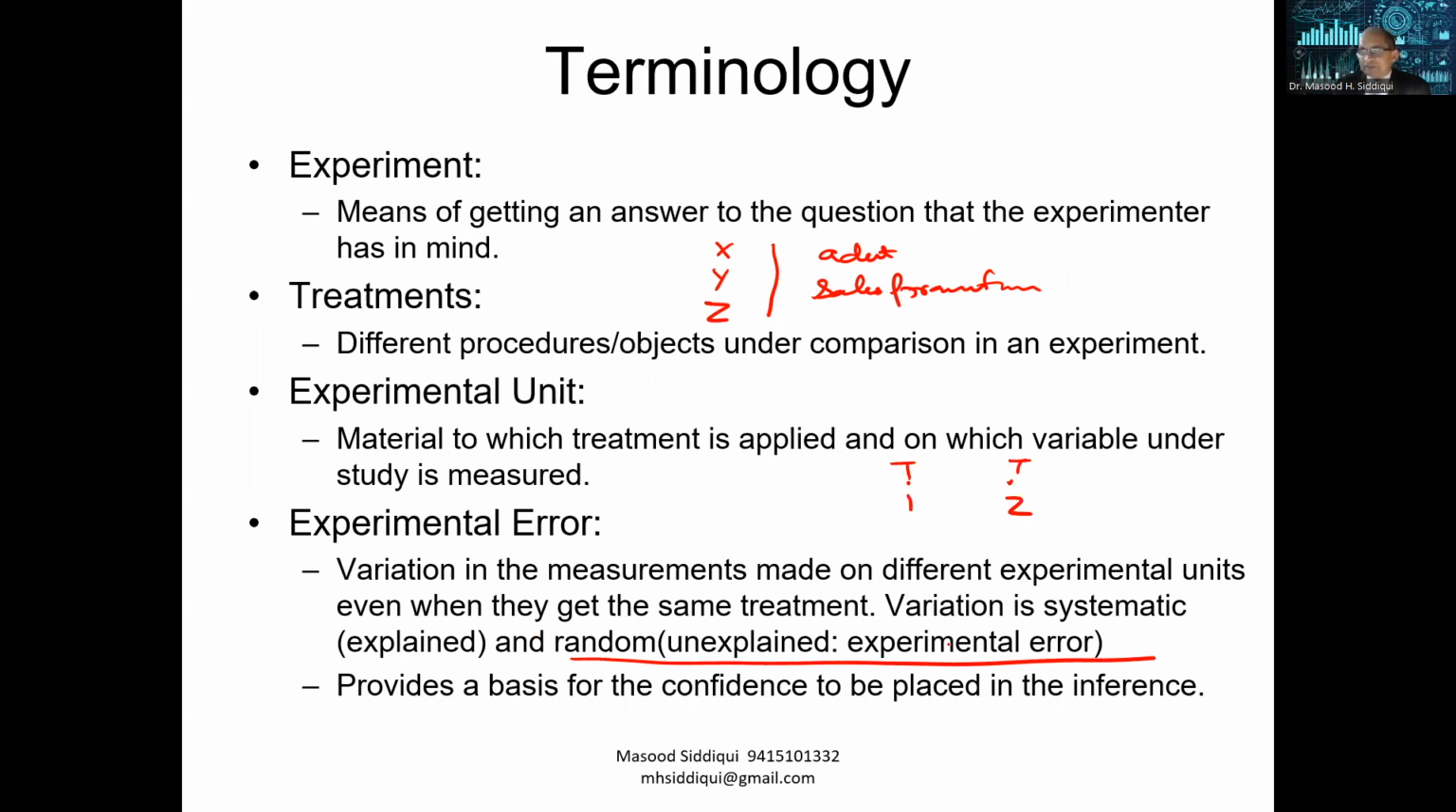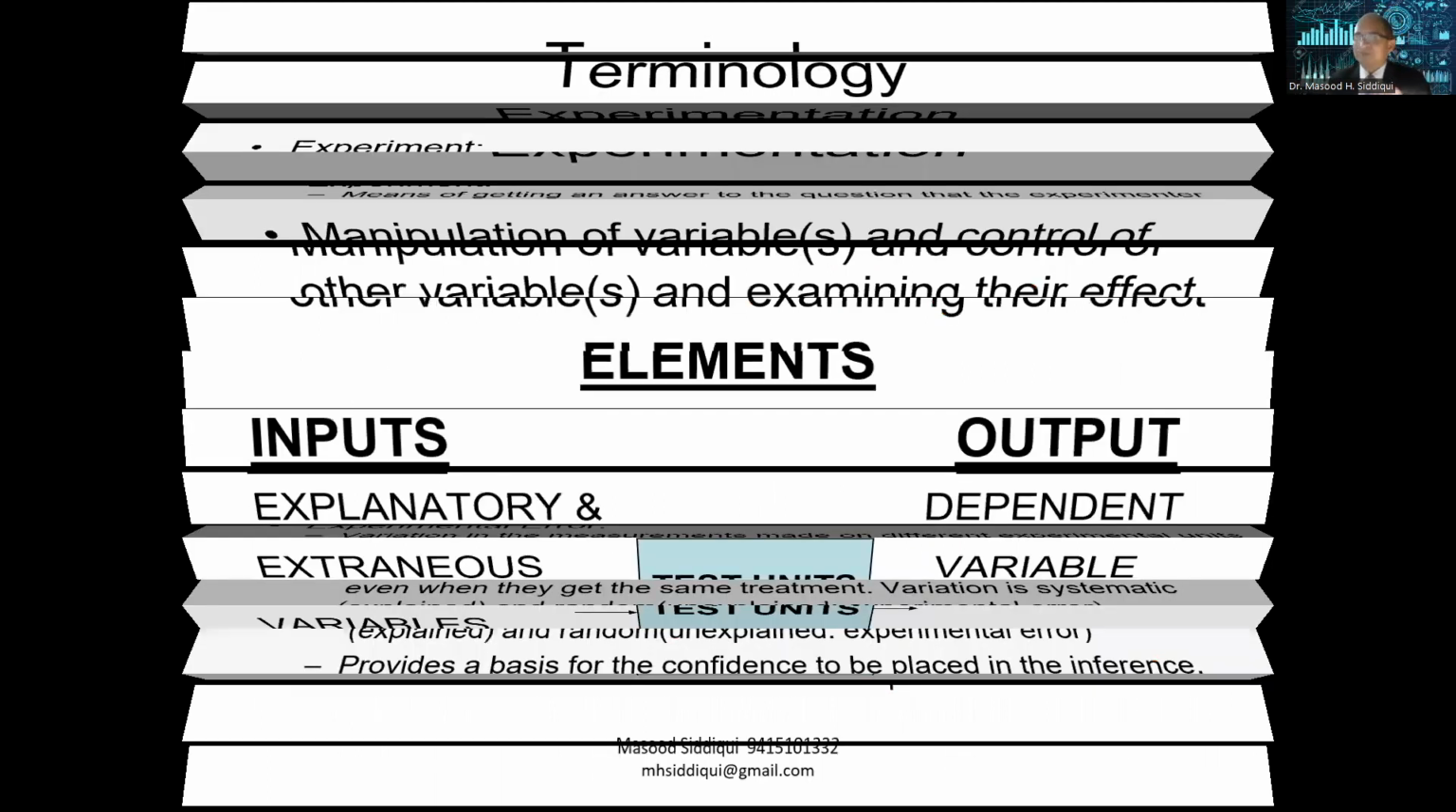So what is the role of the experimental error? It provides the basis for the confidence to be placed in the inference drawn from the sample to the population. The lower the standard error, the higher the confidence. The higher the standard error, the lower the confidence. These are some terms that we are going to use in future.